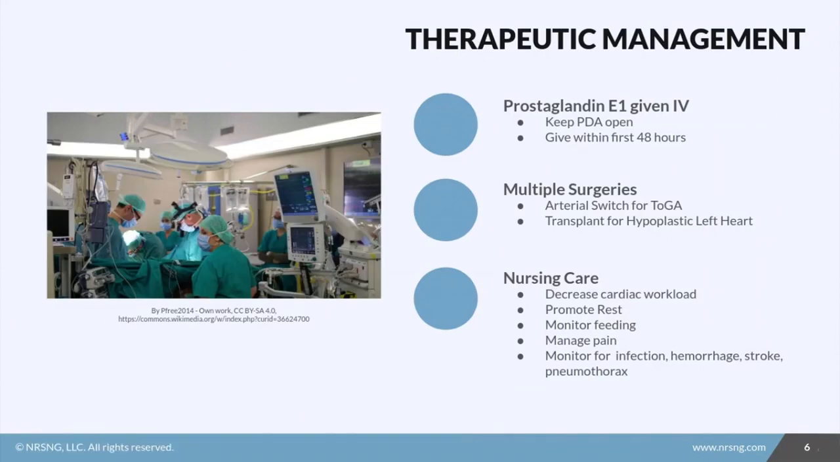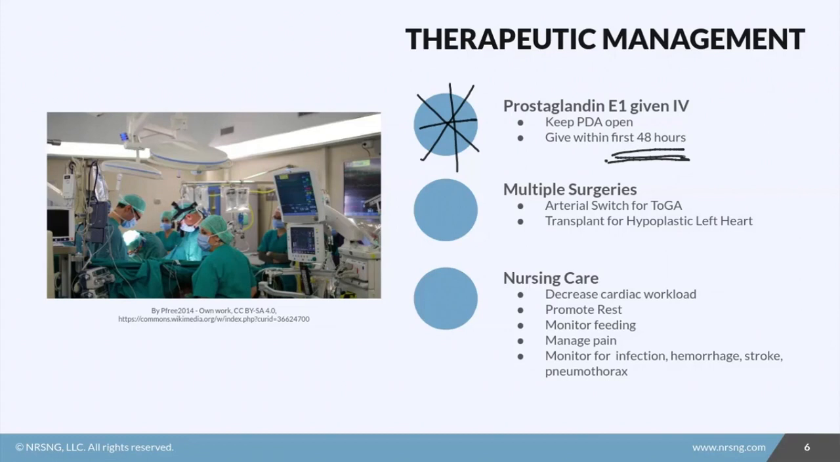For therapeutic management of our mixed congenital heart defects, the most important thing that we're going to do is keep that PDA open, and we're going to do that by giving prostaglandin via an IV infusion within the first 48 hours of life. Remember, their symptoms are going to get much worse and they are going to deteriorate if that PDA closes. So by keeping it open, they are going to have at least some oxygenated blood circulating.